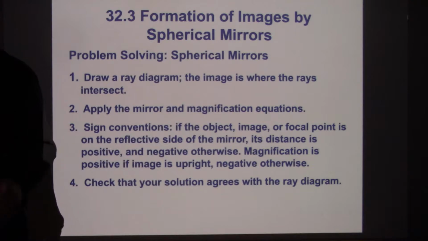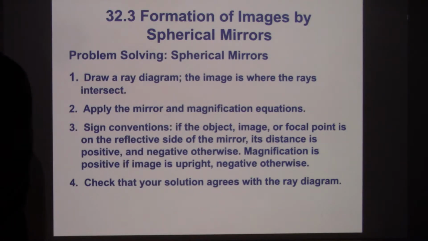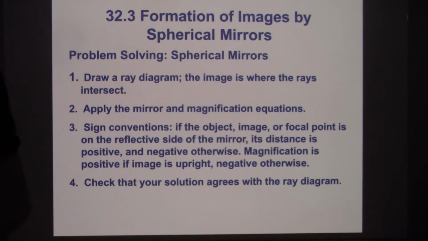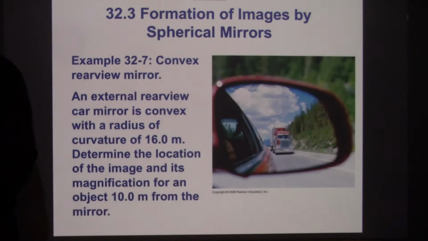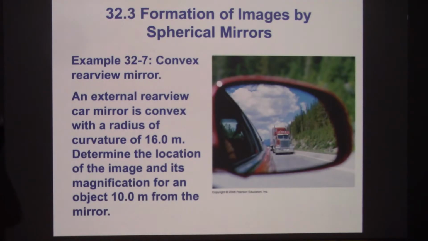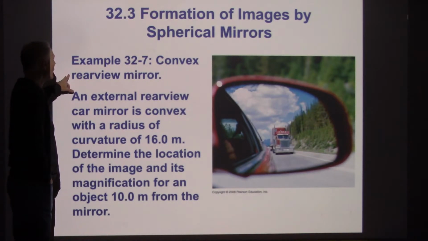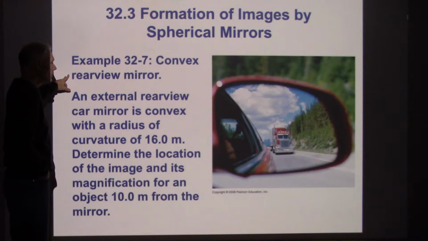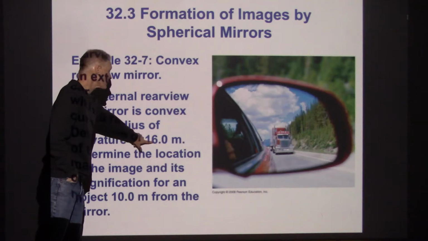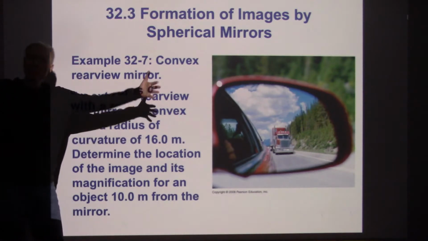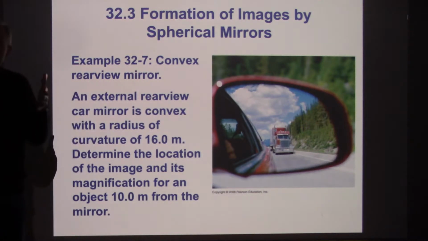This is just a list of all the things we've been talking about, kind of working back and forth between the diagram and the formulas, and then making sure that the diagram and the formulas agree. Here's another example that we're going to try with a convex rear view mirror. So here it is, here's this truck coming up on us. It says that this mirror has a radius of curvature of 16 meters. Now, a big radius of curvature means it doesn't have much curvature to it. It's just a slight curvature.